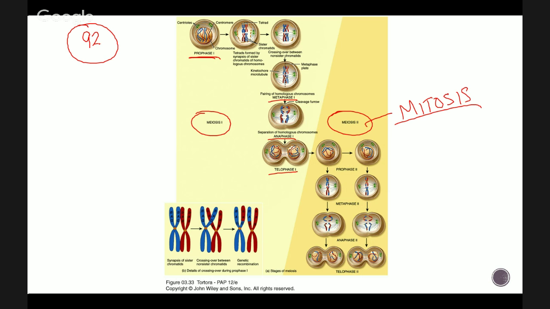So dad's chromosomes and mom's chromosomes are going to line up, but it's random, okay? So maybe we have dad's over here and mom's here, and then maybe mom's is here and dad's is here, and then dad's is here and mom's is here, and dad's is here and mom's is here. It doesn't really matter. The chromosomes line up along the middle. That's what they're showing right here. How many chromosomes? 92. So we have 46 pairs lined up along the middle, okay? That's metaphase 1.